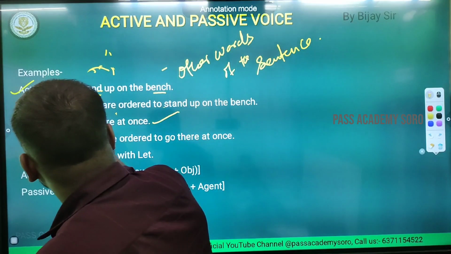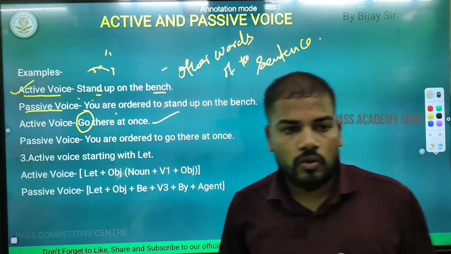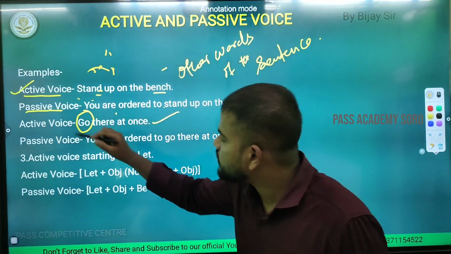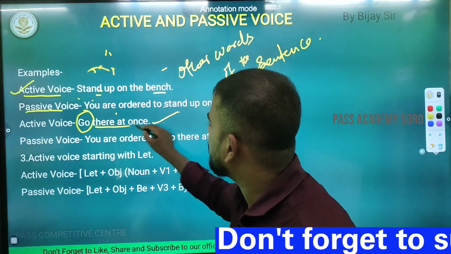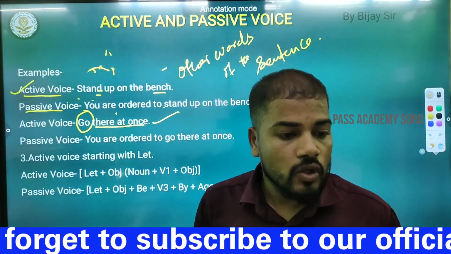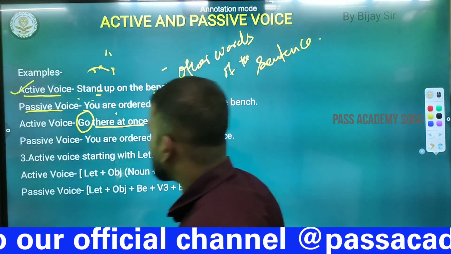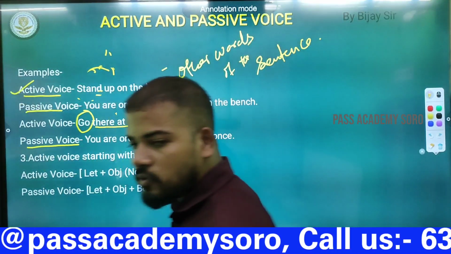So here go is the verb first form. We know go, went, gone. So here go is the first form. There at once is the other part of the sentence, dear student. So now we will convert into passive voice.